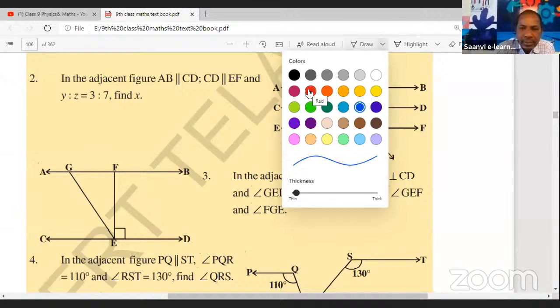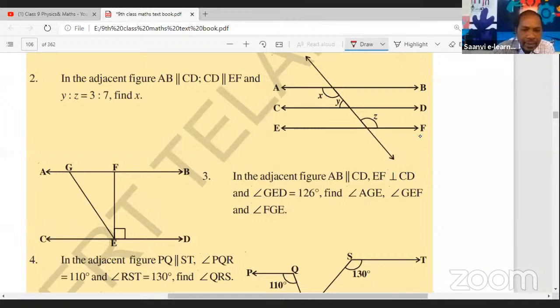Why? Because see, this line EF is perpendicular to CD, since a 90 degrees angle is there. So what is asked here? Find angle AGE. AGE means this angle. This angle is asked.